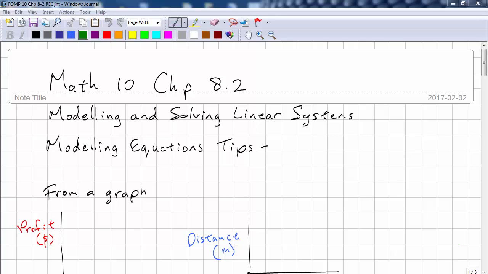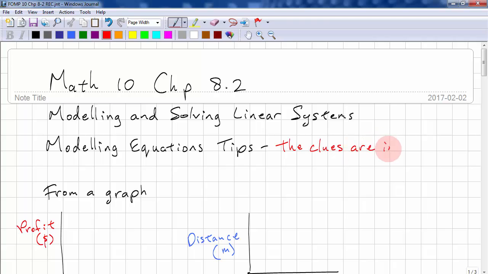This is Foundations of Math and Pre-Calculus 10, Chapter 8.2. This time we're looking at modeling and solving linear systems. Modeling equation tips.